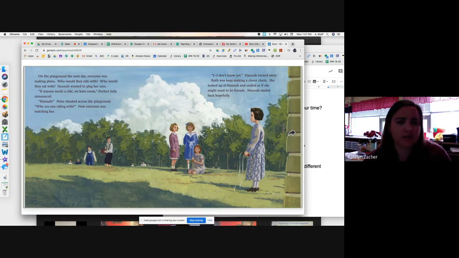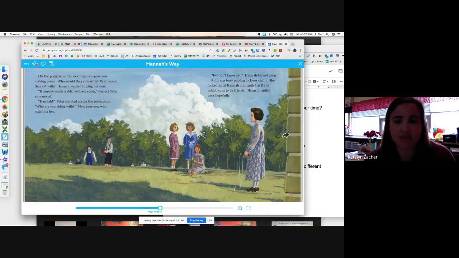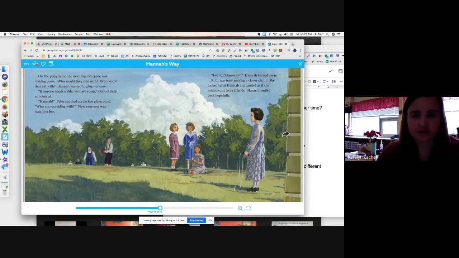"Hannah," Peter shouted across the playground. "Who are you riding with?" Now everyone was watching her. "I don't know yet." Hannah turned away. Ruth was busy making a clover chain. She looked up at Hannah and smiled as if she might want to be friends. Hannah smiled back hopefully. And you guys can just see simply by the picture that they're out at recess.